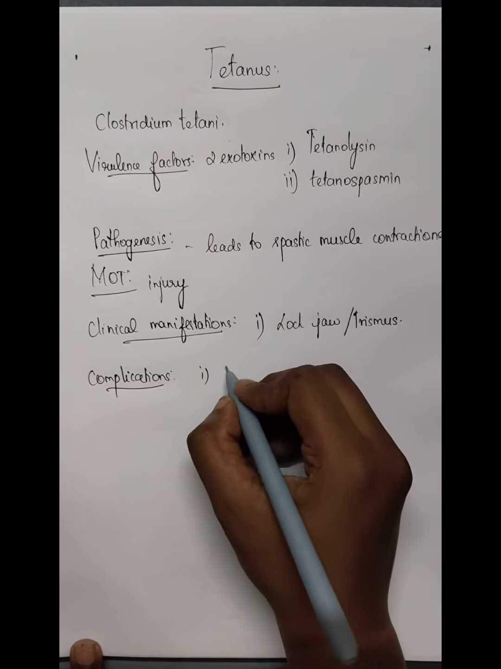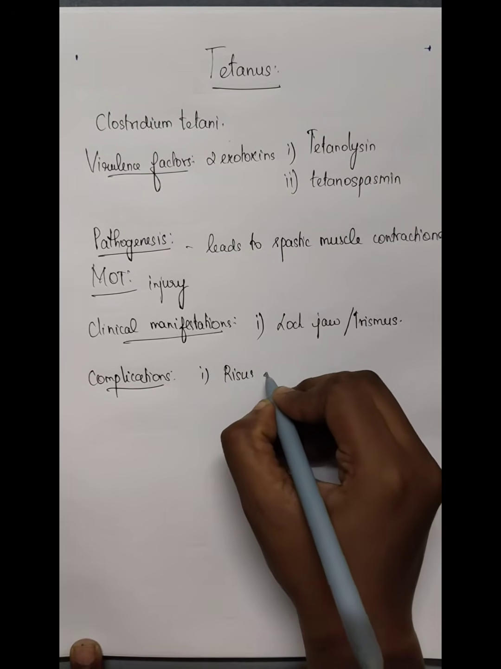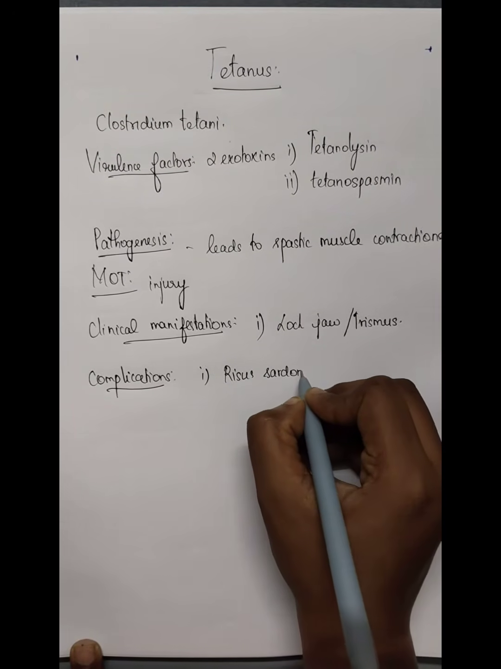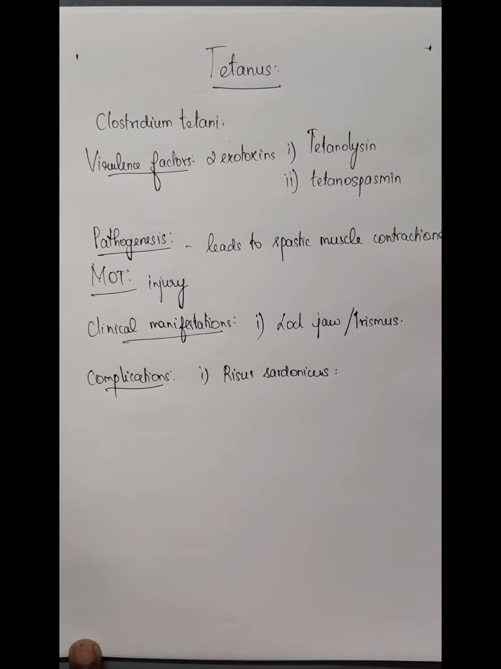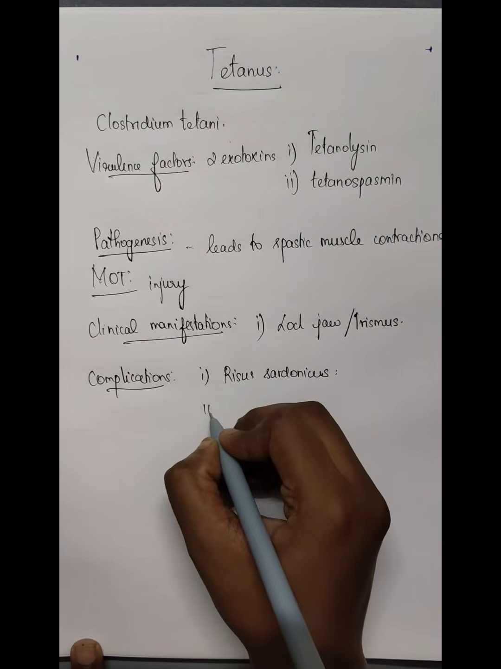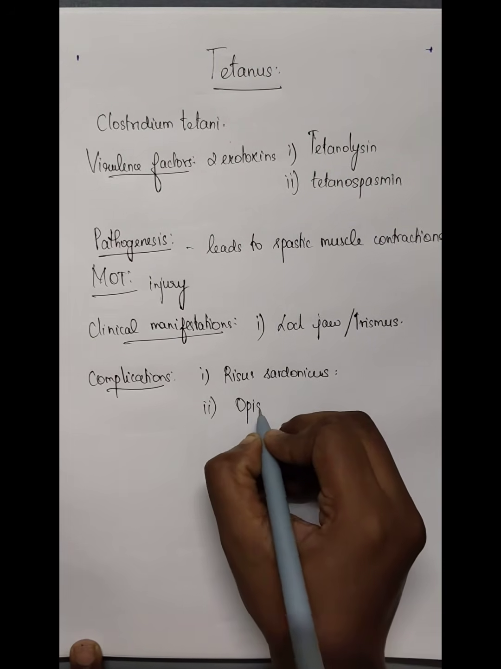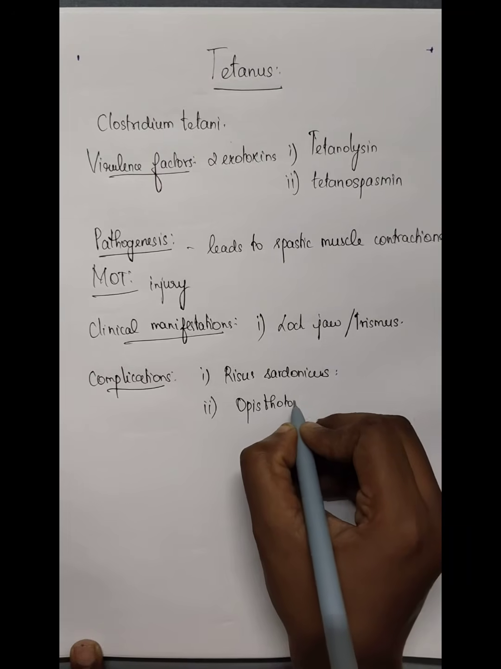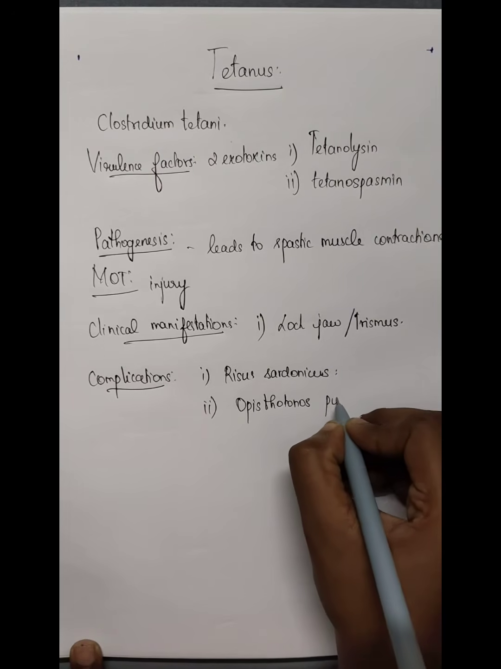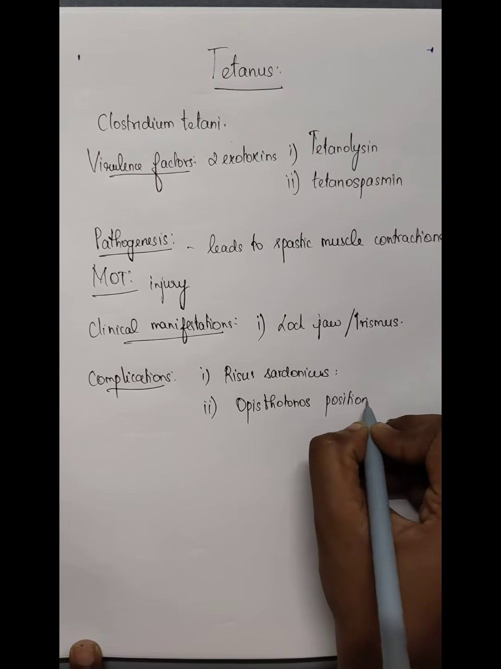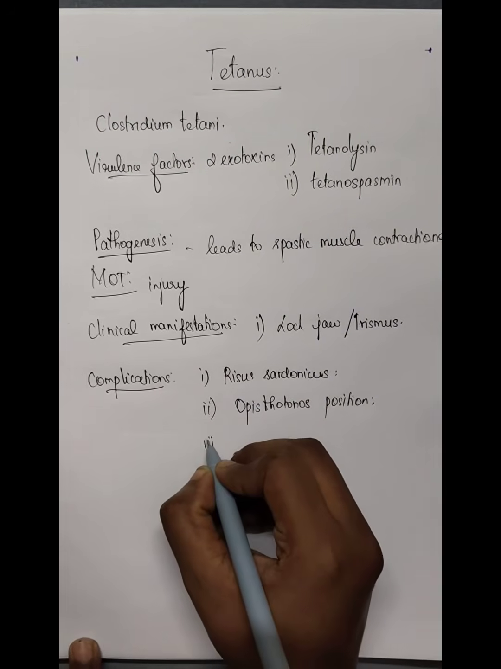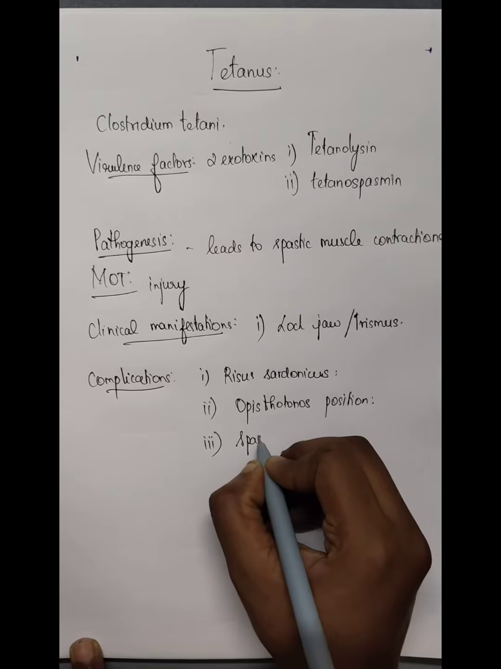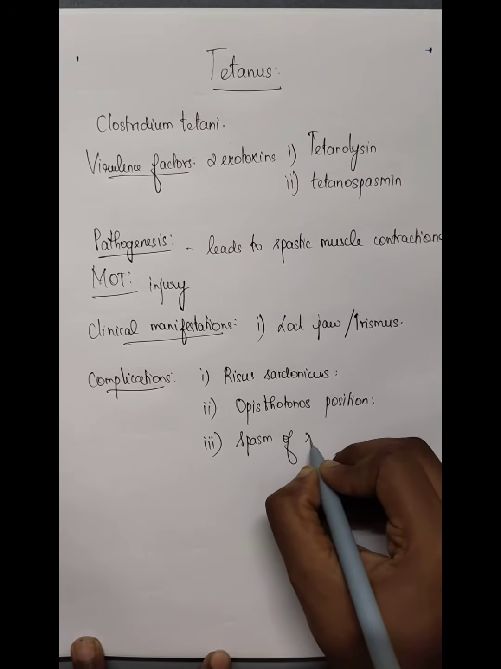Number 1 is risus sardonicus. What does it mean? Which means spasm of facial muscles produce grinning. Number 2, opisthotonos position. And what does it mean? It means spasm of extensor muscles, and there will be spasm of respiratory muscles too.